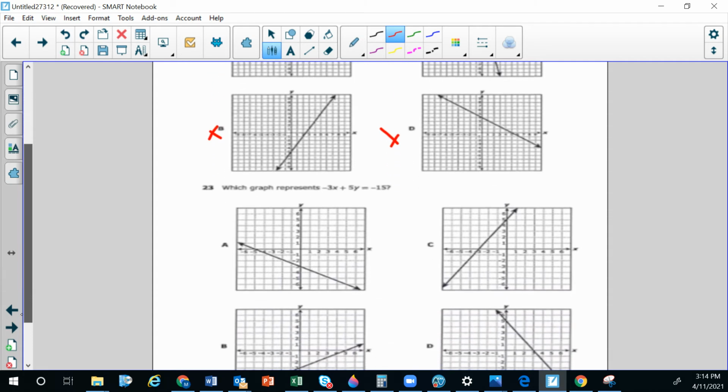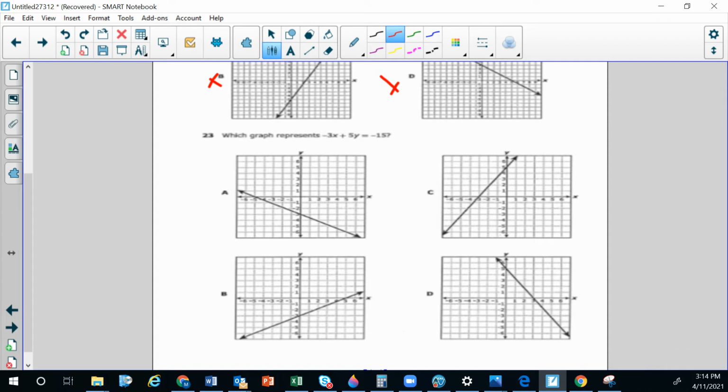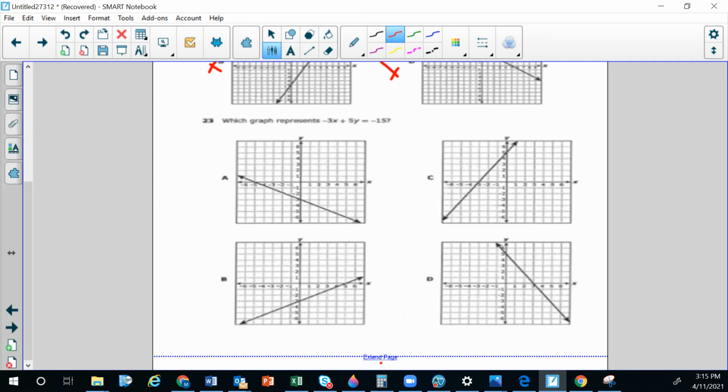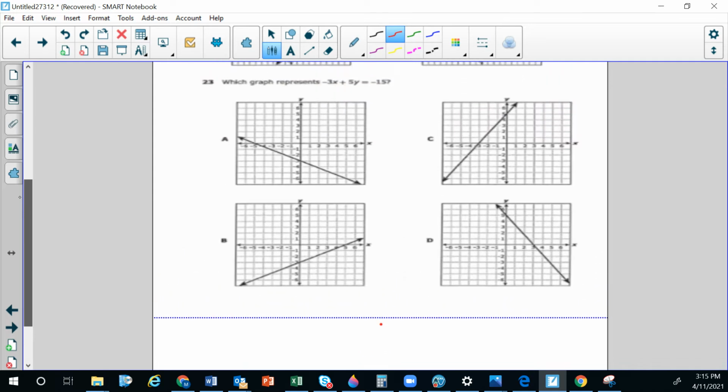On this one, there are several ways you can do it. You can graph it, you can put the equation in slope intercept form, or you can find the x and y intercept from the standard form right there. So let's put this in slope intercept form, so we can see the y-intercept and the slope. Let me extend my page just a little bit so we get some more space to work with.